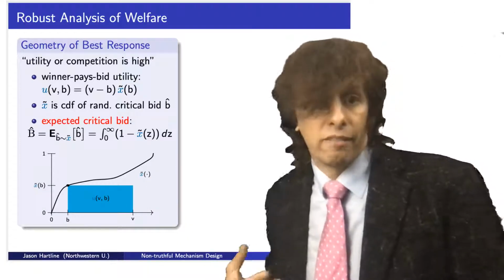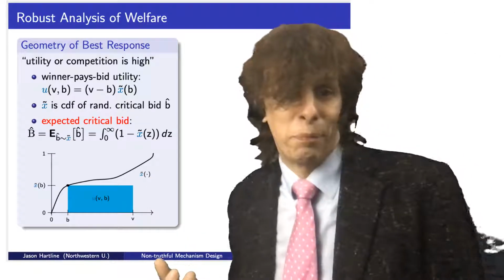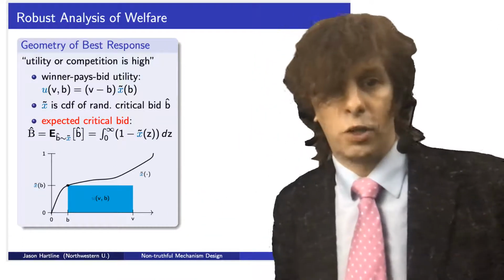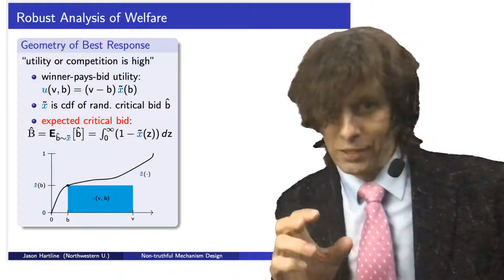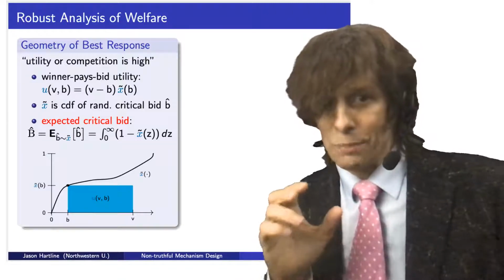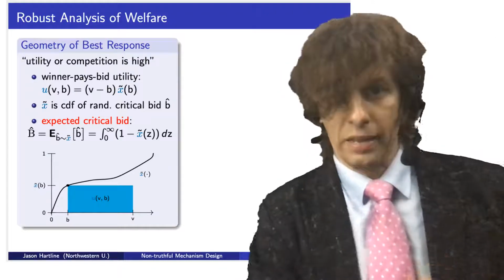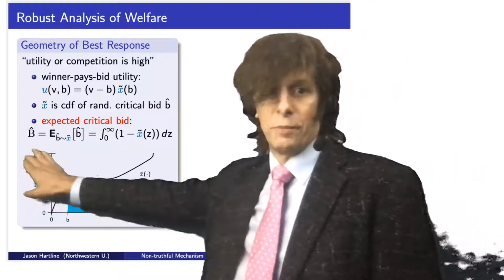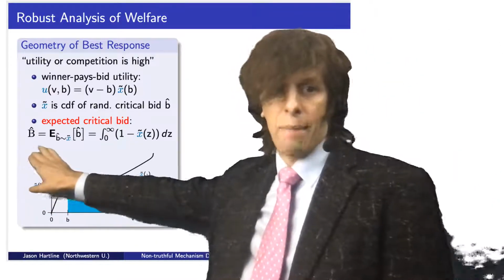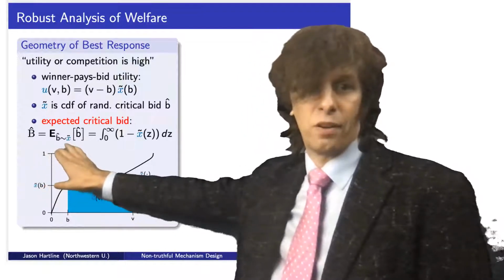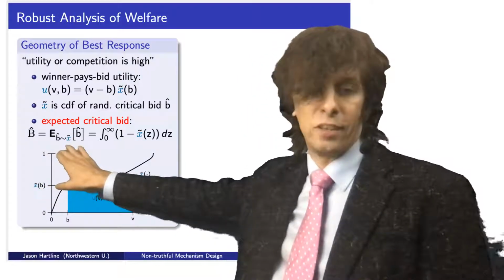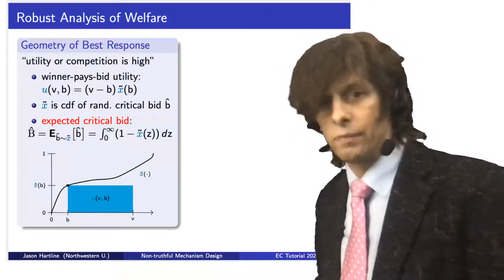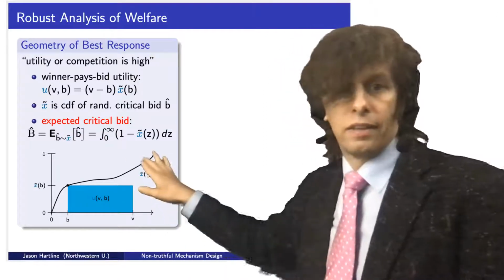Okay, and viewing x tilde as a CDF of a random critical bid, we could calculate the expected value of that critical bid. For the first price auction, this would be the expected value of the highest other bid. Okay, so we'll call this expected critical bid B hat. Capital B hat is the expectation over little b hat drawn from x tilde. That's the CDF of the b hat distribution.